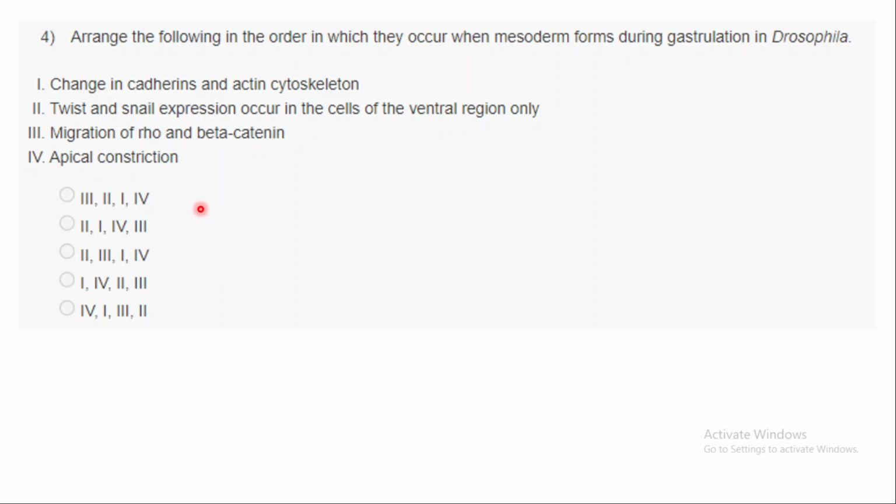So let's not wait any further. Let me display the correct answer. The correct answer is 2314. Ajay and Sakshi are very correct, and they have answered very correctly.